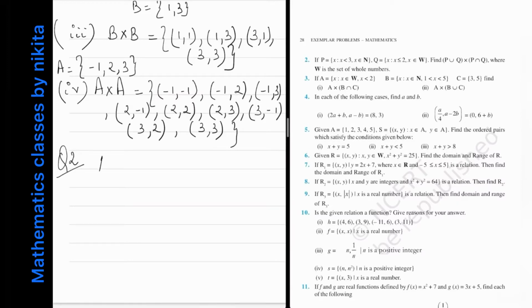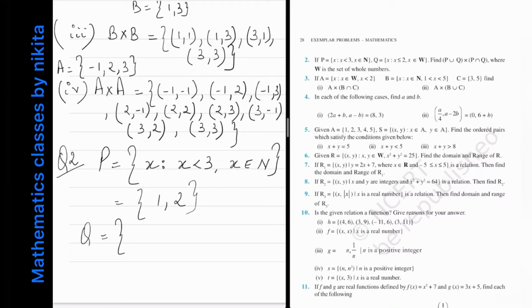Given that P is equal to all those x such that x is less than 3 and x belongs to N. So can you find all the natural numbers which are less than 3? This will be equal to 1 and 2. So P is this. Now next, Q is all those x such that x is less than or equal to 2 and x belongs to the set of whole numbers. So all the whole numbers less than or equal to 2. So 0, 1, 2, because whole numbers start with 0.